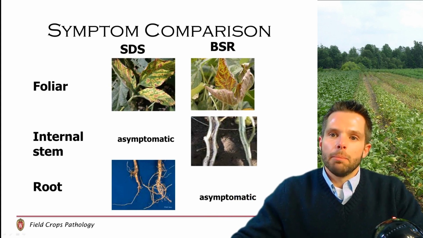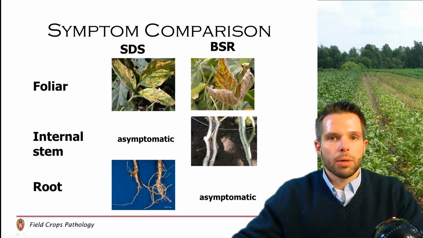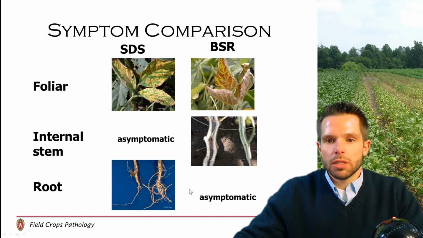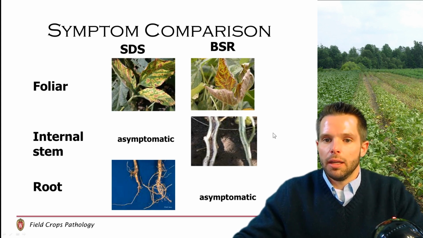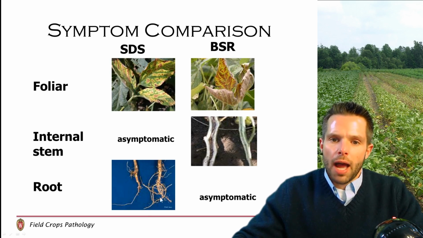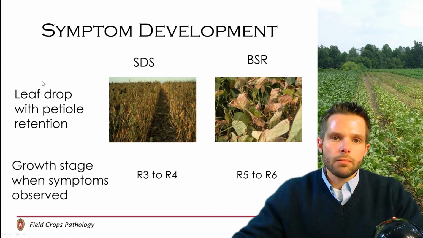So this slide compares and contrasts the various symptoms that we might see with sudden death syndrome. Again, the foliar symptoms alone are not very good for diagnostic purposes in differentiating these two, so I would encourage you to pull plants and look at root systems and also stems. Go ahead and cut stems and look at the inner pith area. Again, brown pith would indicate brown stem rot. Rotted root systems here would indicate sudden death syndrome. Okay, so don't rely again on those foliar symptoms alone.